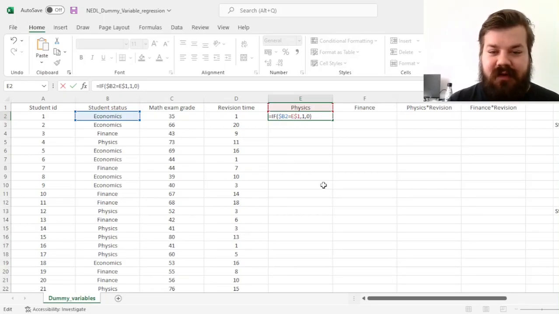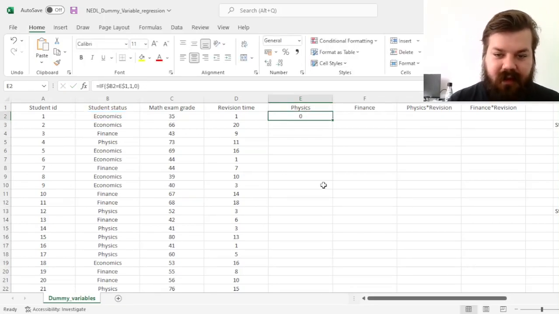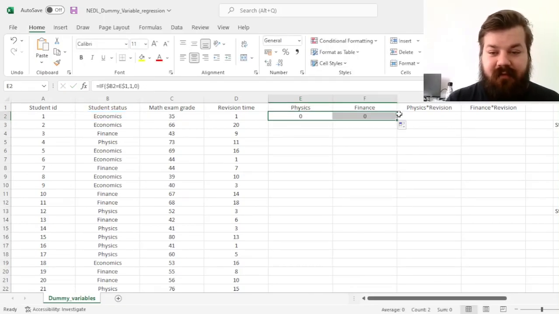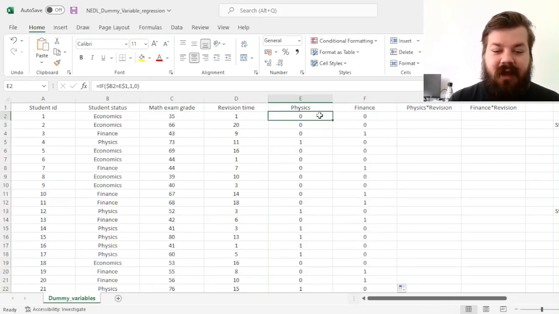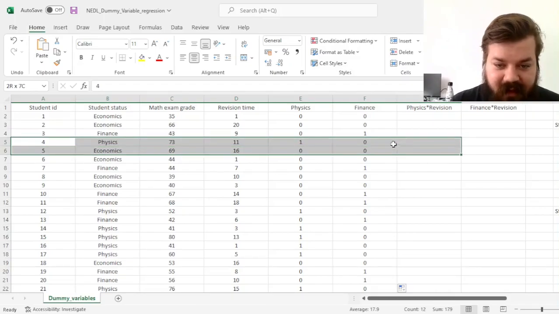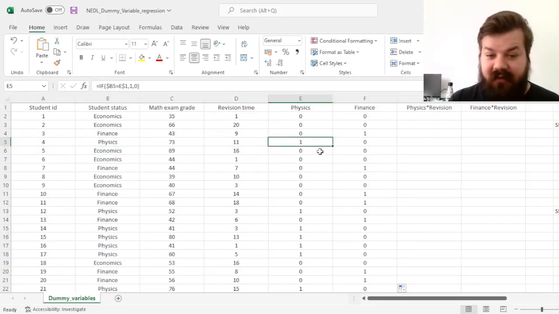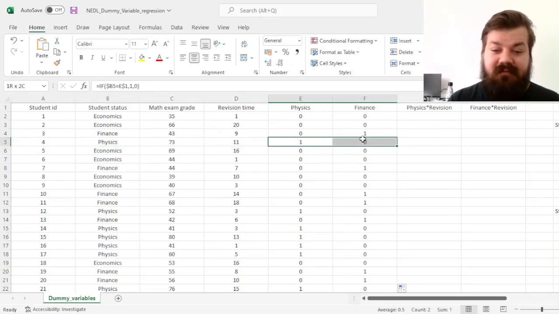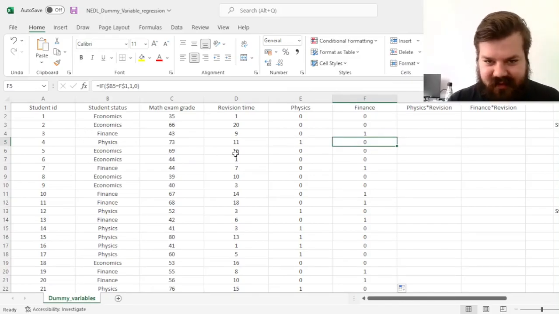Does this student study physics? 1 if they do, 0 if they don't. And that can be dragged across for finance as well and down. And we can easily see that, for example, this particular student, student number 4, is a physics student, because the dummy variable codes 1 for physics, 0 for finance, obviously. And that means that this student does indeed study physics.